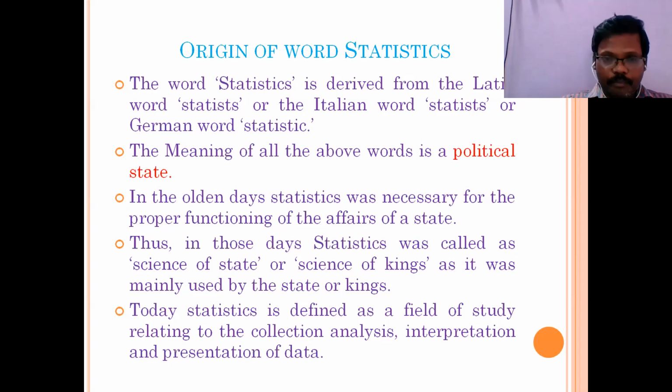And the king is nothing but the state. So that's why statistics was called a science, no doubt at all, but it is a science for the country, a science for the government, a science for the state, a science for the ruler, a science for the kings.